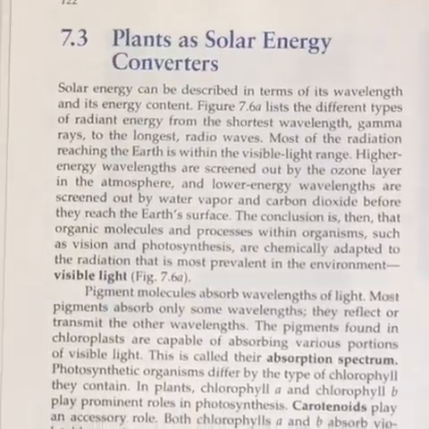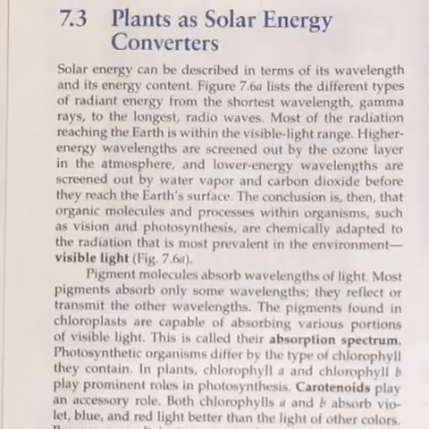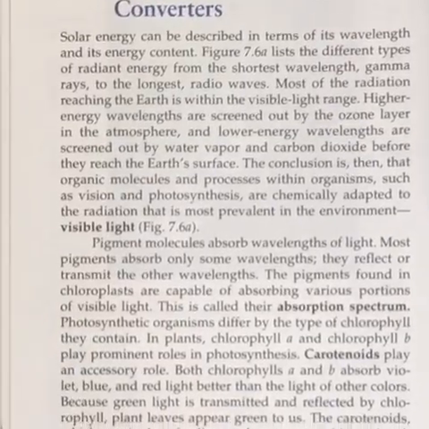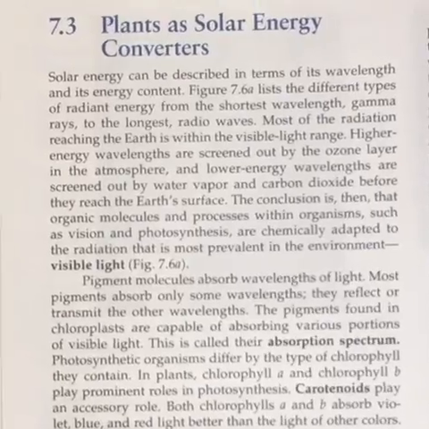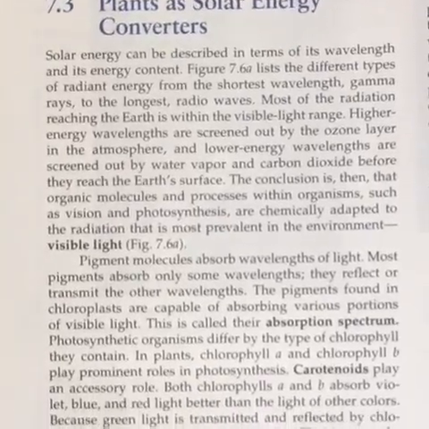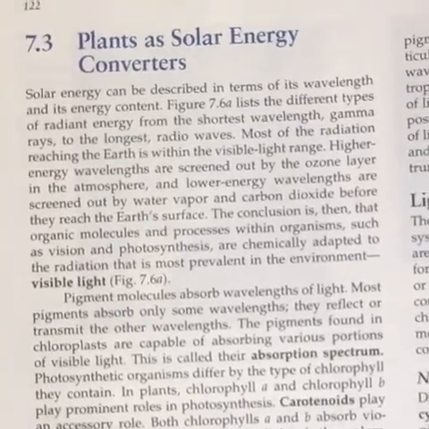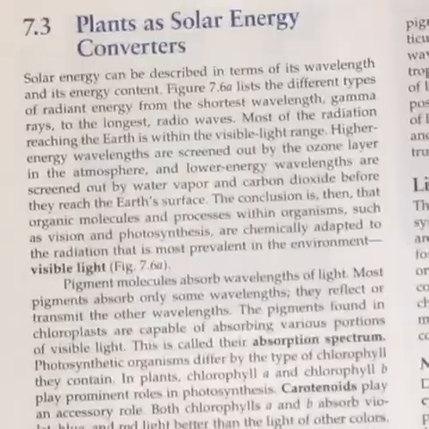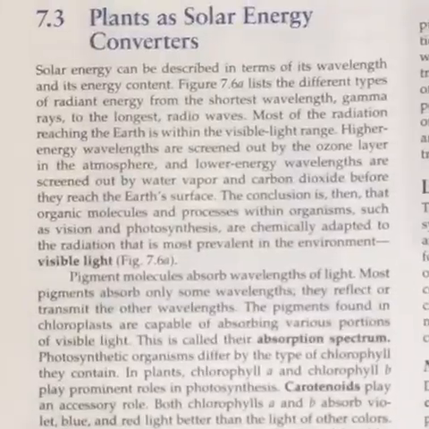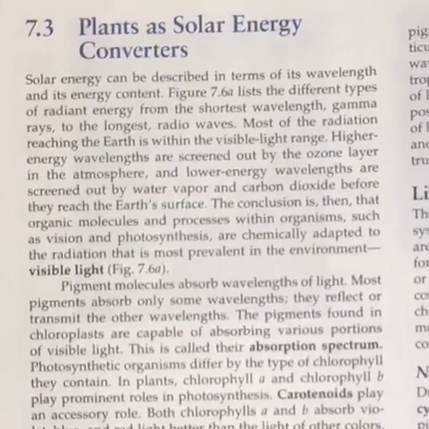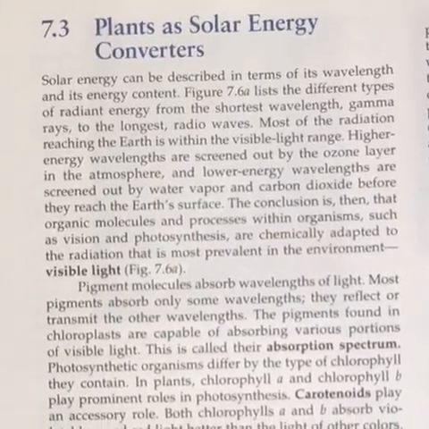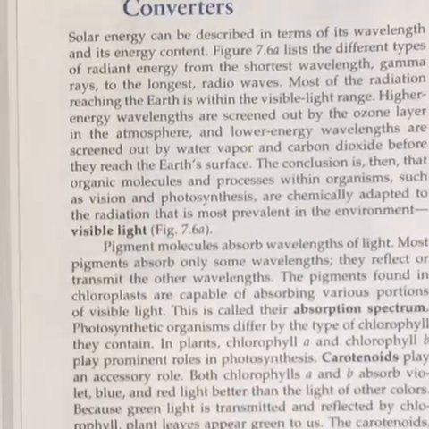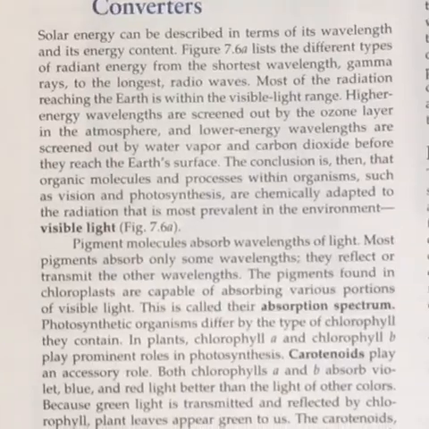Transmit the other wavelengths. The pigments found in chloroplasts are capable of absorbing various portions of visible light. This is called their absorption spectrum. Photosynthetic organisms differ by the type of chlorophyll they contain. In plants, chlorophyll A and chlorophyll B play prominent roles in photosynthesis. Carotenoids play accessory roles. Both chlorophyll A and B absorb violet, blue, and red light better than other colors.